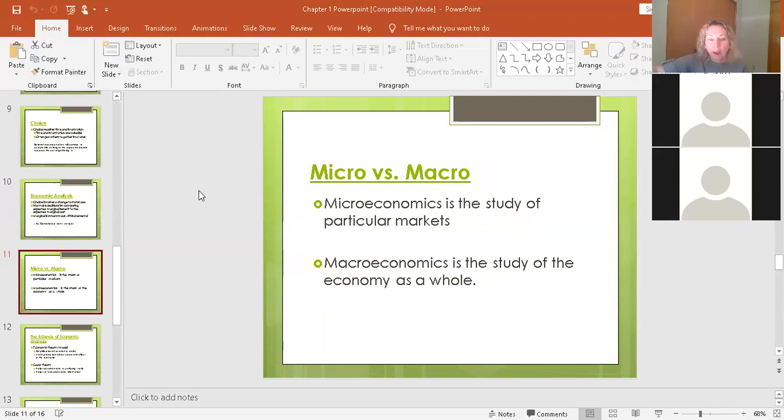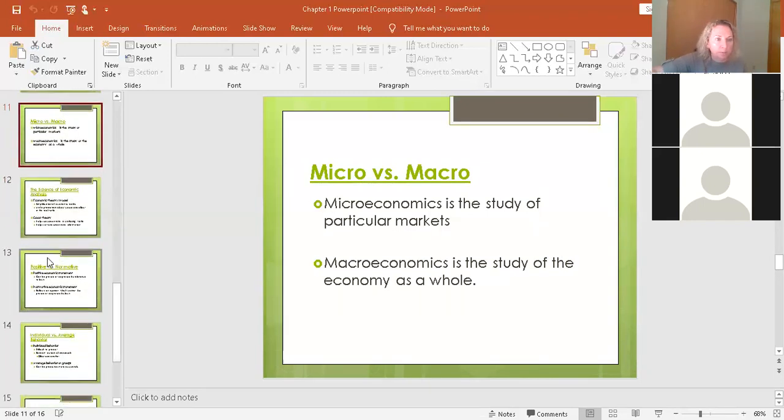All right, micro versus macro. This one's pretty straightforward. Micro is the study of particular markets. So here we're talking about particular businesses. For those of you who want to manage, who want to own businesses, who want to be CEOs, this is really the nuts and bolts of running a business in particular markets. And macro is about the economy as a whole, how it's trending, the big things that are happening that change your overall economy and economic situation.